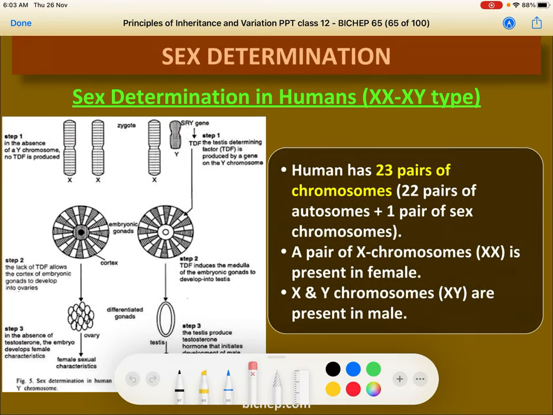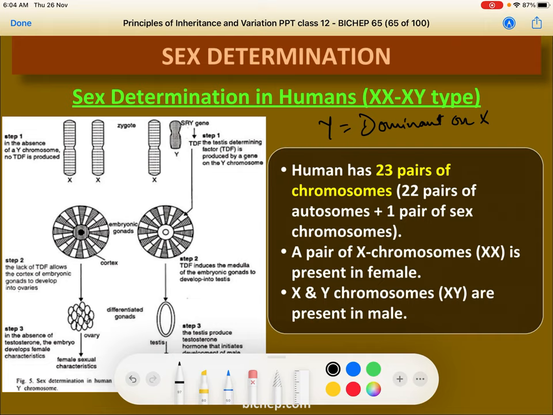Now, if we go a bit deeper into the control by the Y chromosome, out of X and Y, Y is considered as the dominant chromosome. Y is dominant on X. So, in the presence of Y chromosome, the developing embryo is going to be male. And if Y is not present, then and only then the developing embryo will be female.